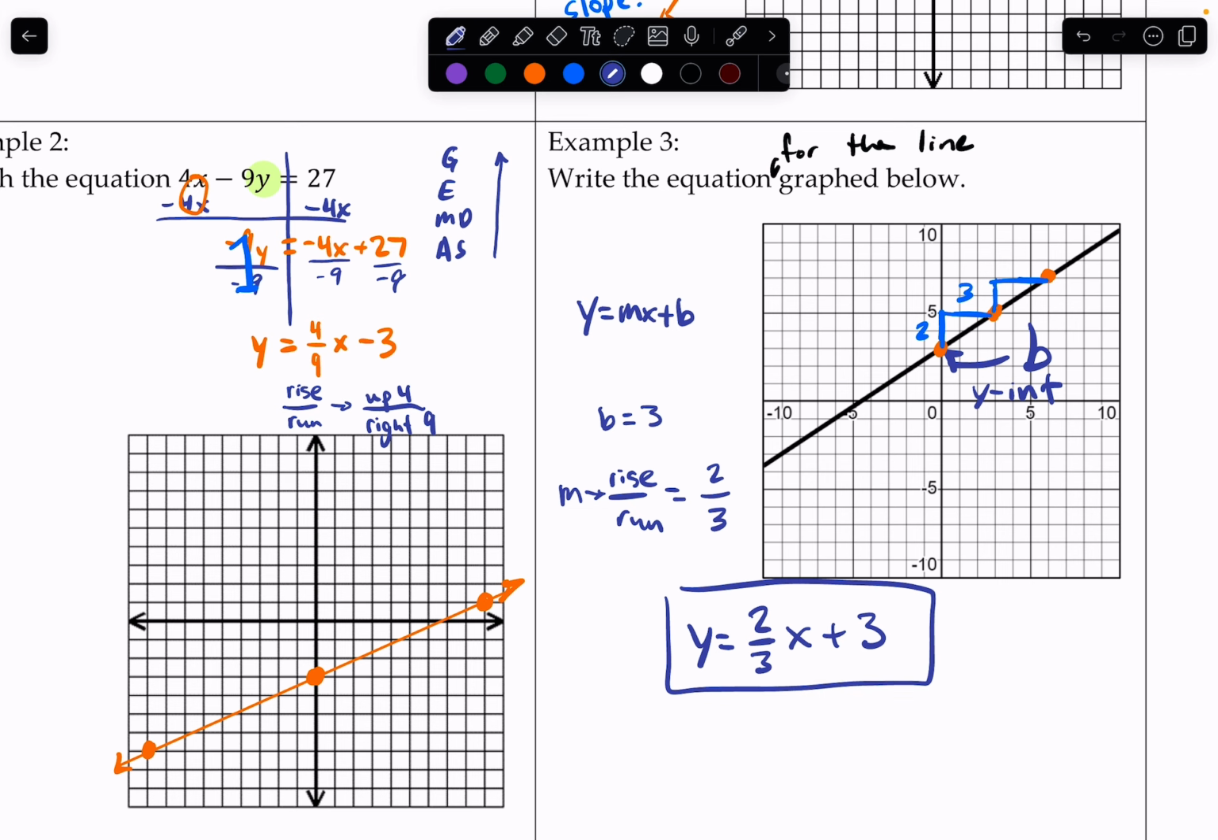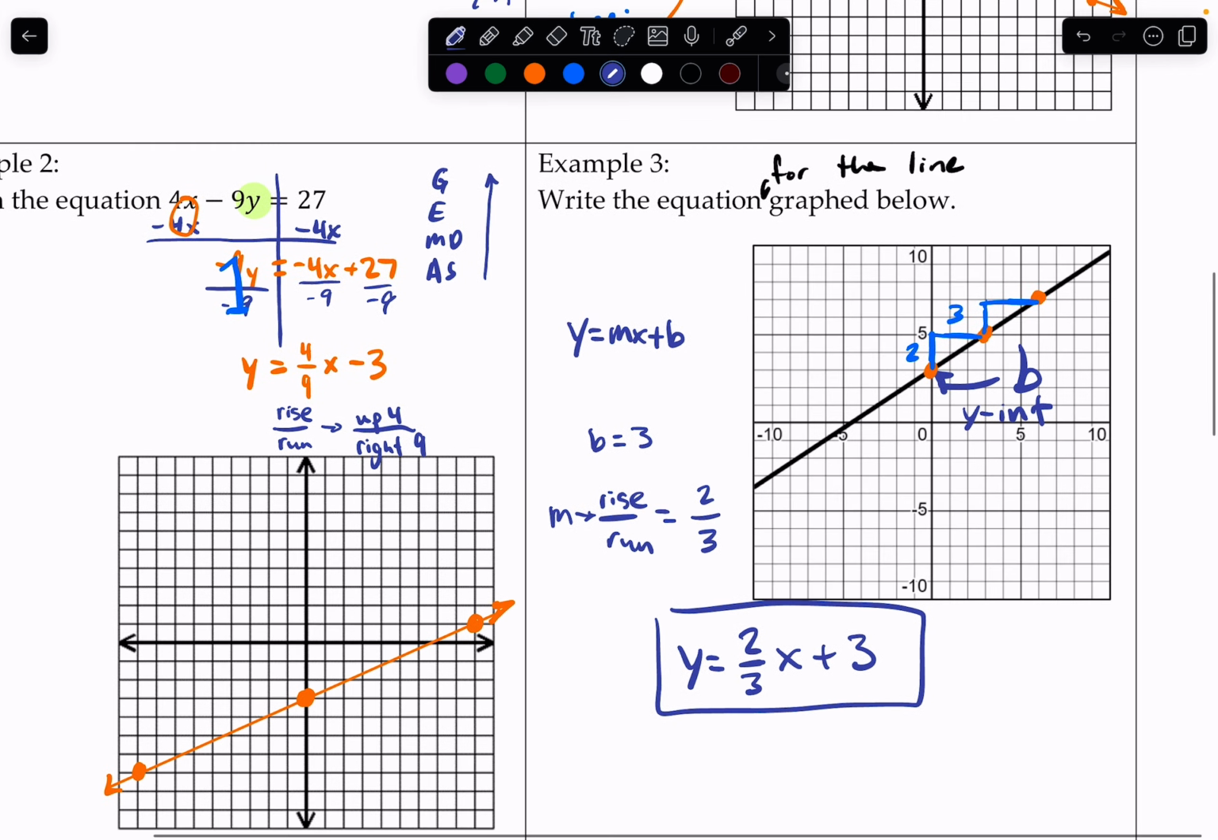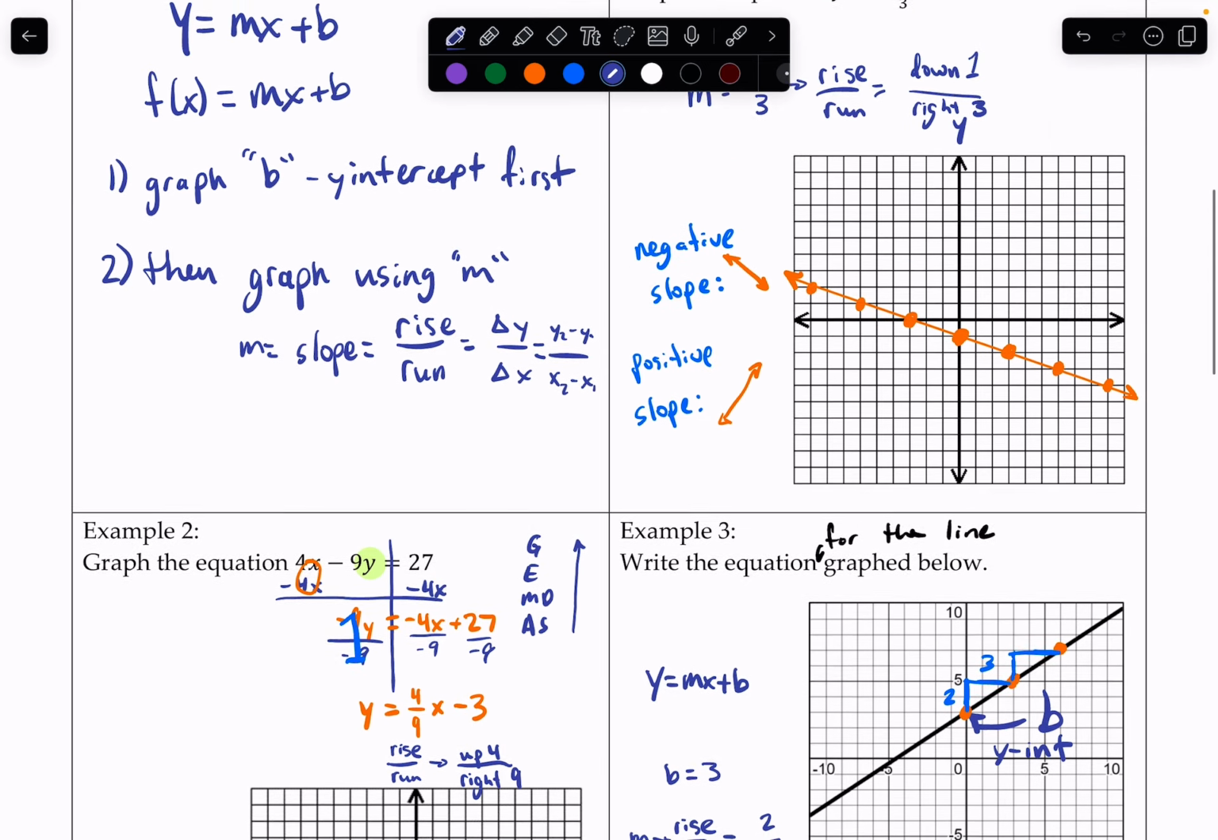So sometimes you're going to be writing the equation, sometimes you're going to be graphing the line. And yeah, that is it. That's what 1.1 looks like.